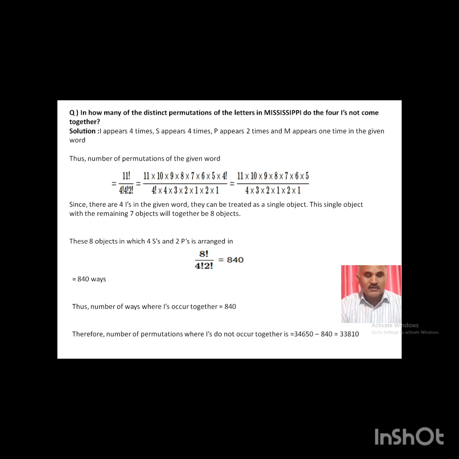So therefore, the number of permutations where the I's do not come together: when the I's come together, that is equal to 840, and the total arrangements are 34650. So the number of arrangements when the I's do not come together is 34650 minus 840, which is equal to 33810.